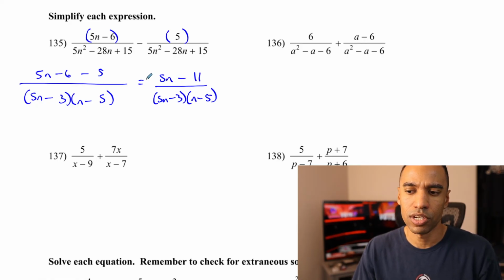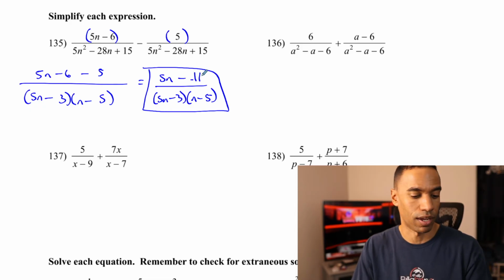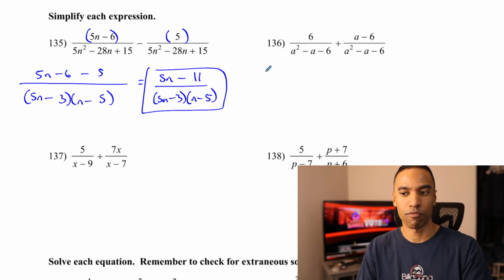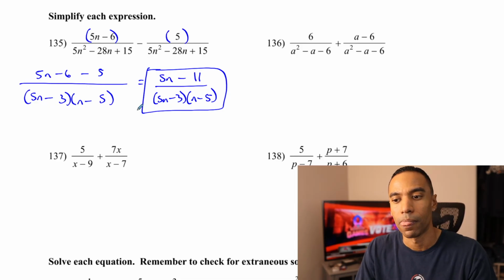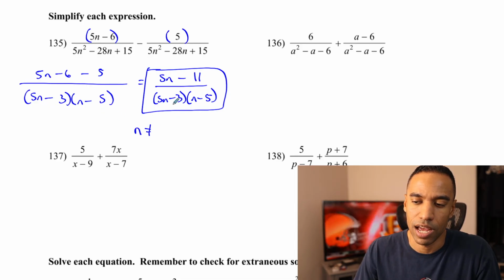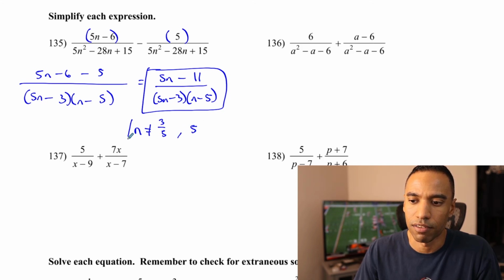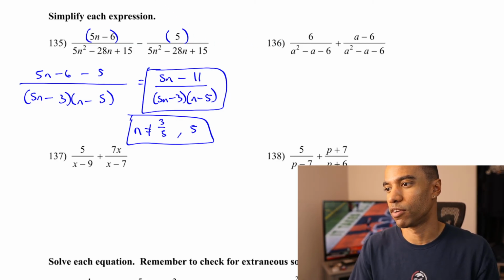So here's the deal. We're done. But let's say this did say 5n minus 3, right? Then that would cancel with the 5n minus 3 on that, and we'd have 1 over n minus 5. That's not the case, but we still factored to check it out. Now, there are still restrictions. n cannot equal 3/5, and n can't equal 5. That's why we still factored. It still had benefit, even though we have a common denominator.